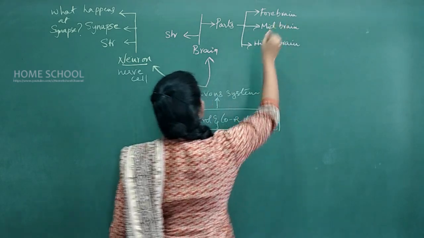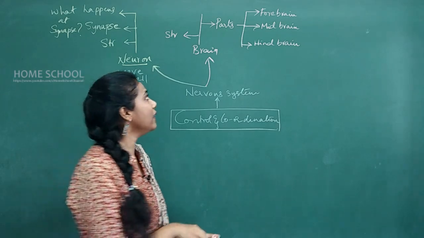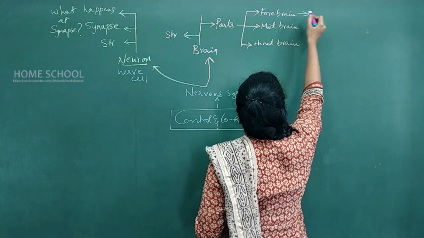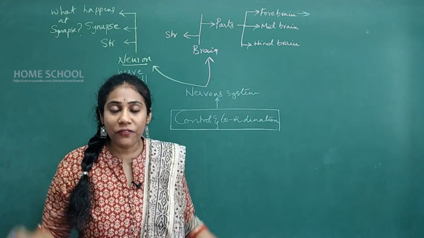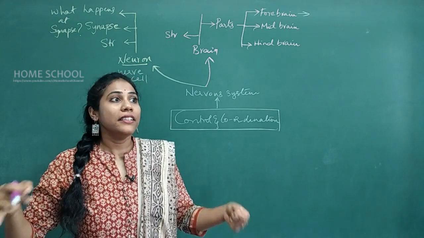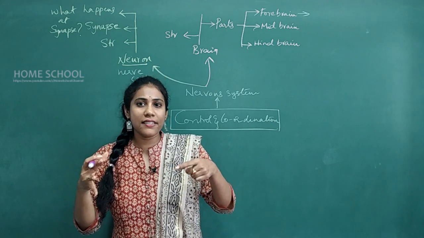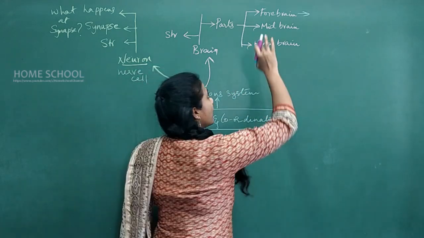What is the function of each and every part? This is the most important topic here. Let me discuss what is the function of the forebrain. Forebrain helps for memory, and it is a seat of intelligence, right? And smelling, tasting, all this is related to your forebrain.